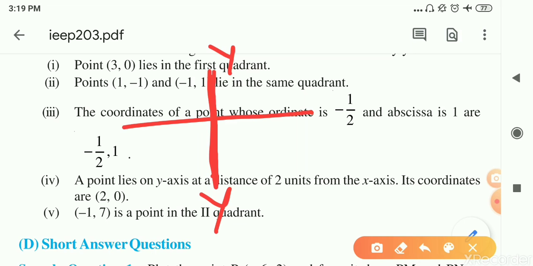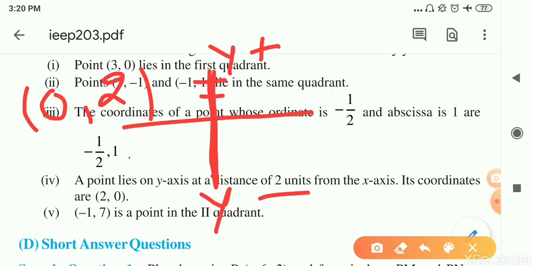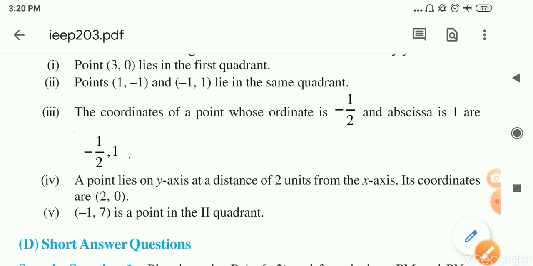If it is 2 units, you can say this is a positive value, so it should lie in the positive direction. So maybe 1 and 2, this point is lying over here. The coordinates of this point are, as you can see, 0 on the x-axis and 2 units on the y-axis. So the correct coordinates should be (0, 2). Also you can check that since it is lying on the y-axis, the abscissa must be 0, but here the ordinate is given as 0, so we can say the given statement is also false.